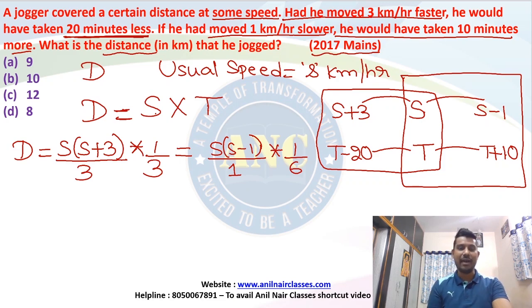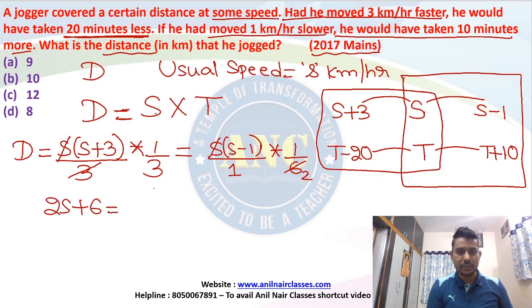Now you already have the equations. Just substitute everything and simplify. S cancels with S. 3 into 1 and 3 into 2: multiply, 3 into S plus 3 on one side gives 2S plus 6, and the right hand side is 3 into S minus 1, which is 3S minus 3, so S will become 9 kilometers per hour.